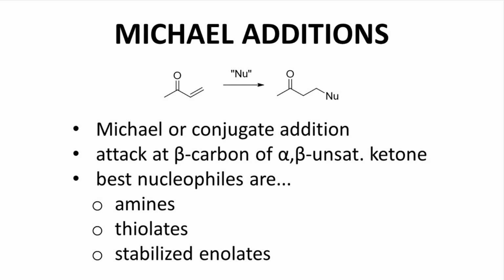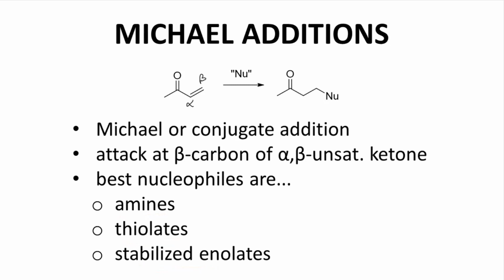Closely related to carbonyl addition chemistry is the reaction of alpha beta unsaturated ketones with nucleophiles. Many stronger nucleophiles simply attack at the carbonyl carbon. Weaker nucleophiles instead can react at the beta carbon to give the Michael or conjugate addition product. The best nucleophiles for this kind of reaction include amines, thiolates, which are sulfur nucleophiles, and stabilized enolates.